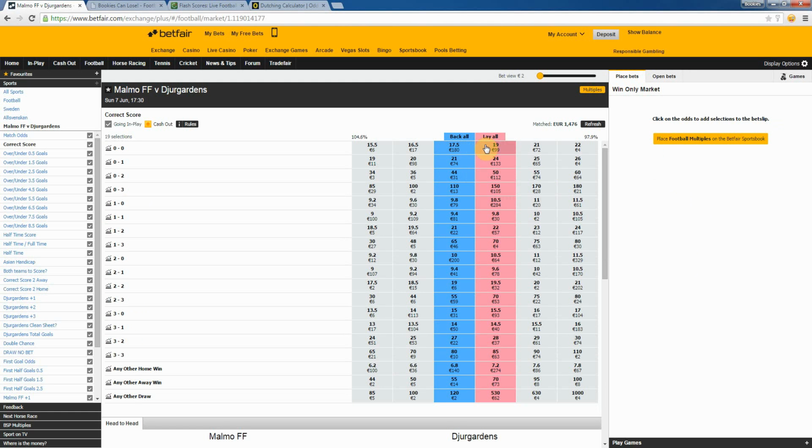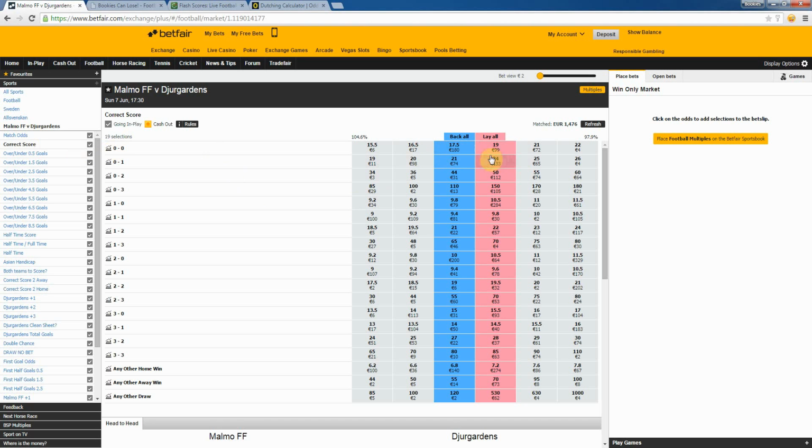Now the other side of the table of this market is the lay part. So what you do here is you are actually in a bookmaker role. You accept a bet that someone is offering.